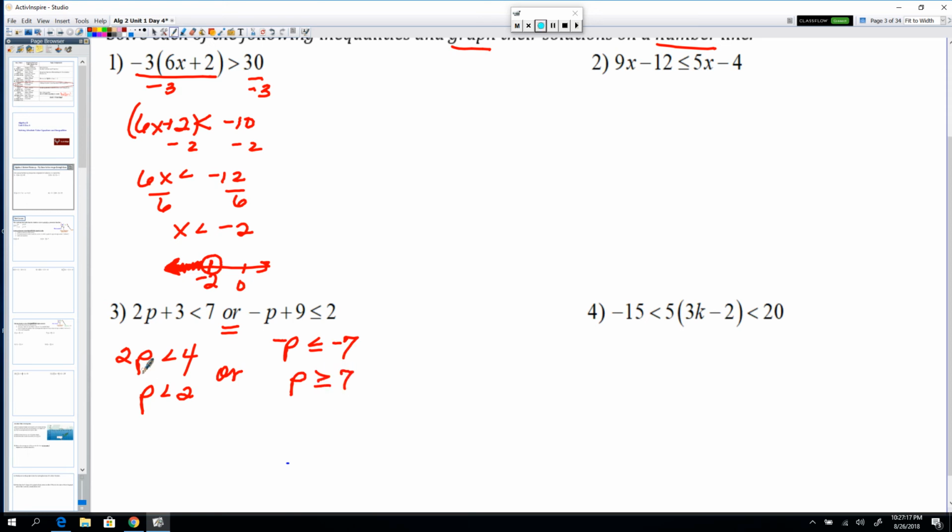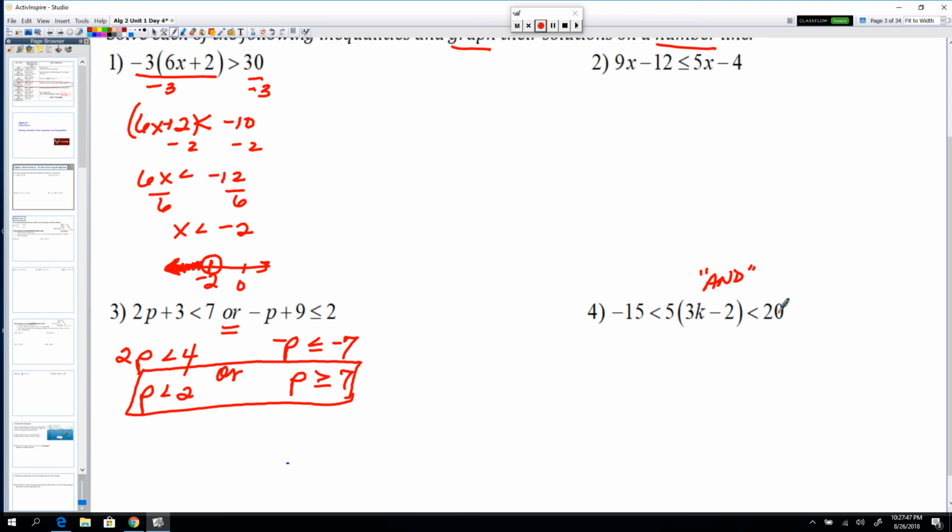And so this whole thing is the solution to this. If P is less than 2 or greater than or equal to 7, you'll have a true statement up here. Okay? That's how that works. And then this is an and, and we'll see much more of these today. Hopefully you recall looking at these. These are these little 3-parters. We've got something that is less than this expression, and it's also less than this expression.